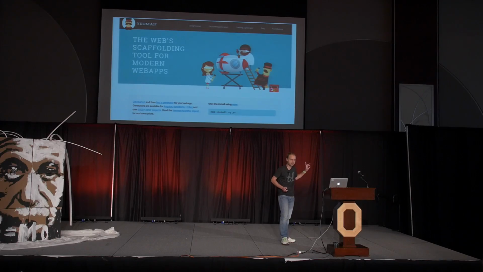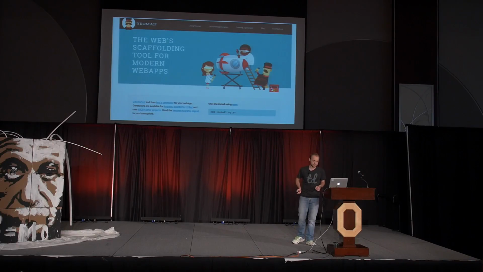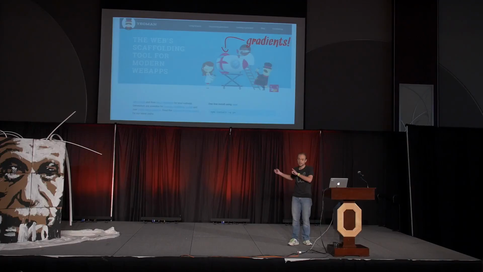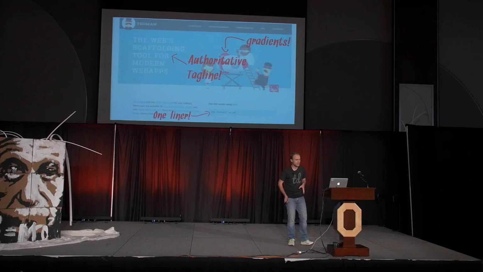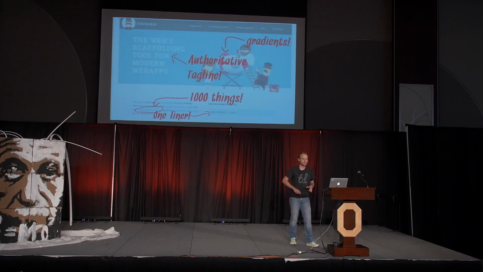This project right here, very well-designed web page. It's a tool called Yeoman. Google is backing it and funding it. And you can see that they have gradients on the page. It's really fancy design. They have an authoritative tagline that says it's really important. They have this one-liner. You run just one line, and then it walks you through a long tutorial that does everything for you automatically. It's really easy to use. Very good marketing. And it brags about how it can generate 1,000 different things for your project.